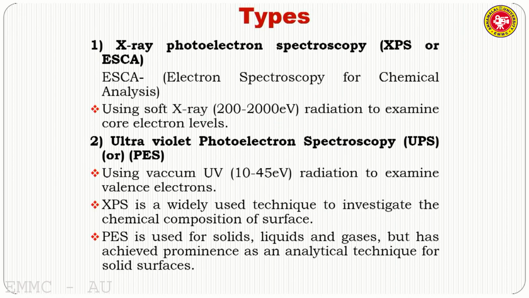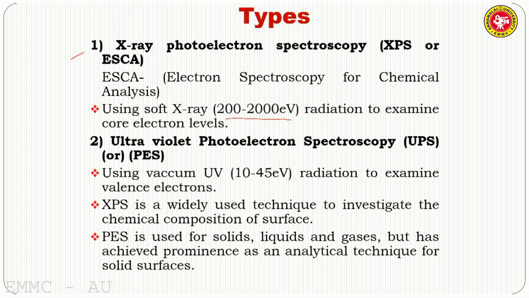Then types of photoelectron spectrometer: there are two different types. These types depend upon the nature of the source used. First one, X-ray photoelectron spectroscopy, otherwise called XPS or ESCA. ESCA means electron spectroscopy for chemical analysis, using soft X-ray radiation to examine core electron levels. The energy levels are between 200 to 2000 electron volts.